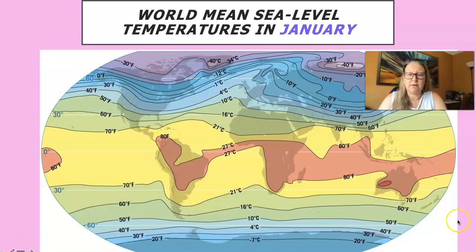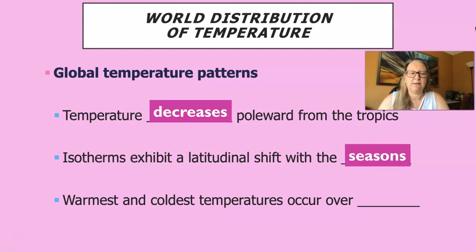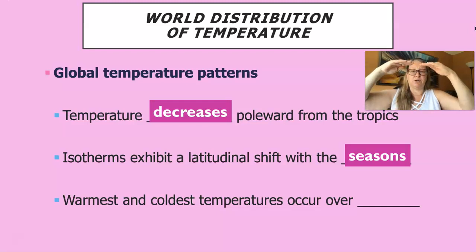In January, the southern hemisphere is experiencing its summer, and the hottest temperatures are again on land in the southern hemisphere. Notice that we have a very cold pocket up here as well in the northern hemisphere. So the temperature decreases as we go from the equator towards the poles, and that makes sense. Isotherms actually shift with the seasons. If I showed you month by month, you would see that those isotherms kind of march to the northern hemisphere and then back down to the southern hemisphere, and they shift with the seasons.